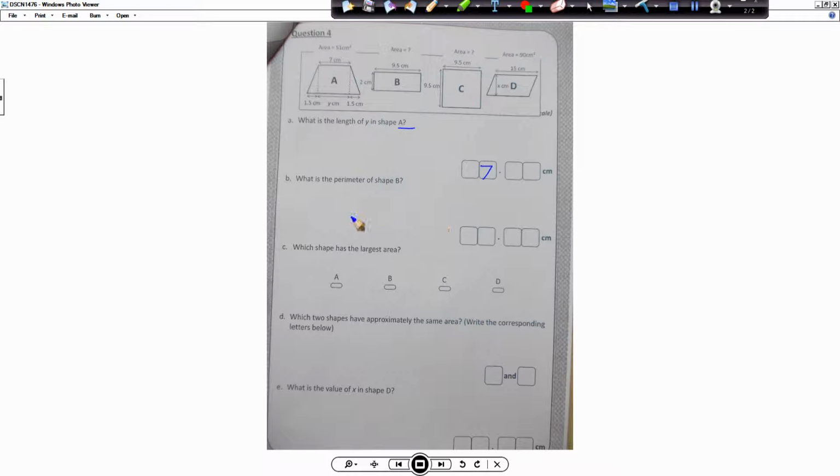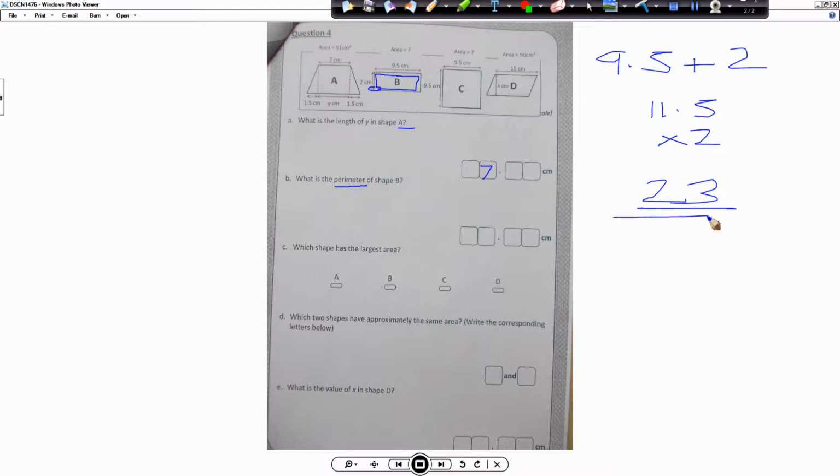Done. Next question. What is the perimeter of shape D? Perimeter means the distance. You have to times the length by it. That's area. Perimeter is the distance around the shape. So it's going to be this distance, and then this one, and then this. So we do 9.5, we add the 2 and then we double, because there's 2 of them here. So that'll give you 11.5 and then we double it. 23. That's done.